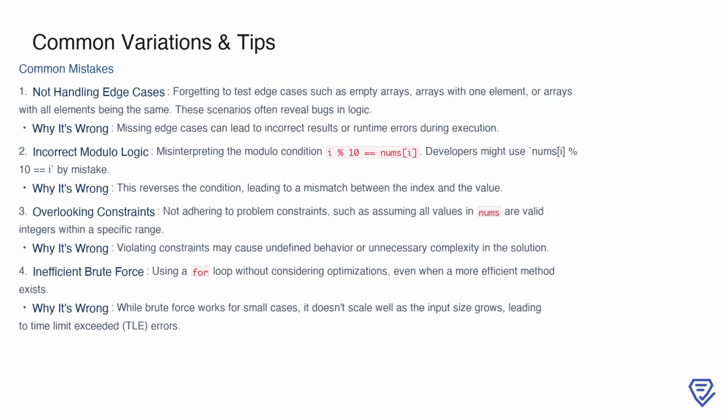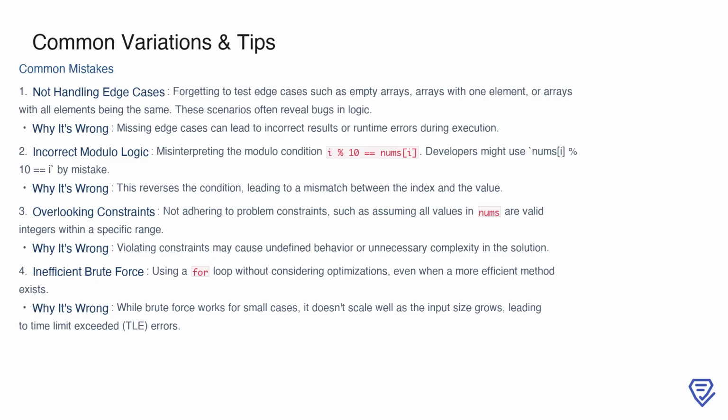When solving this problem, there are several common mistakes to watch out for. First, forgetting to handle edge cases can lead to unexpected errors. For example, scenarios like an empty array, an array with just one element, or one where all elements are the same often reveal hidden bugs if not tested thoroughly. Ignoring these cases can result in incorrect outputs or even runtime errors.